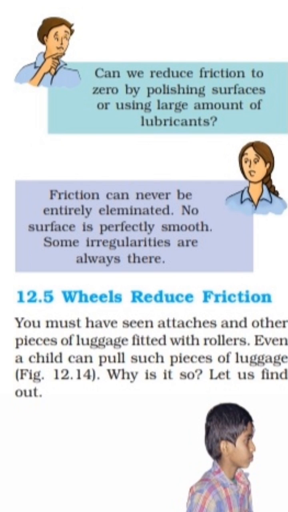No surface is perfectly smooth. Some irregularities are always there. In the world, no matter or substance is perfectly smooth. Some minor irregularities are always there on the surface of matter.